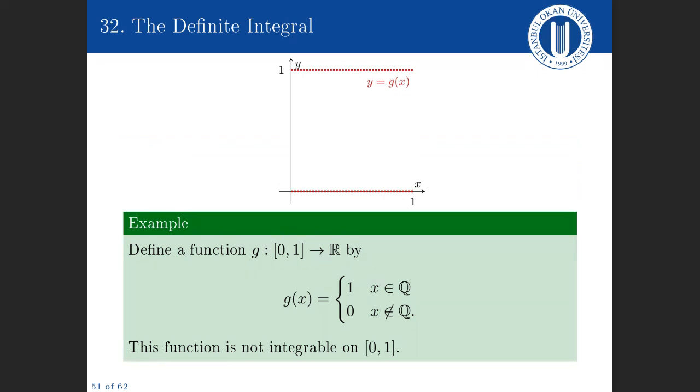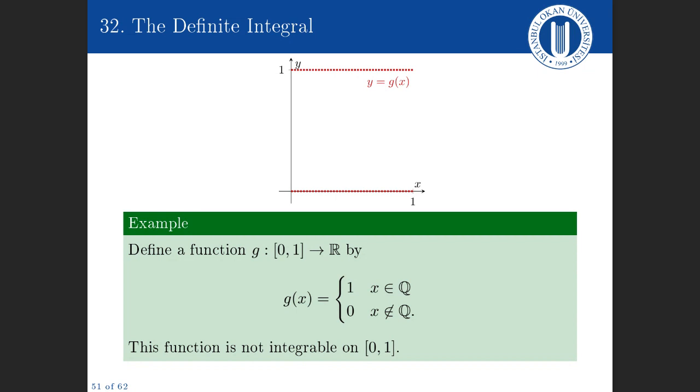Not all functions are integrable. Remember, integrable means the limit of the Riemann sums exists. And I'm saying this function is not integrable on the closed interval from 0 to 1. I have a function which is equal to 1 if x is a rational number, and the function is equal to 0 if x is an irrational number.